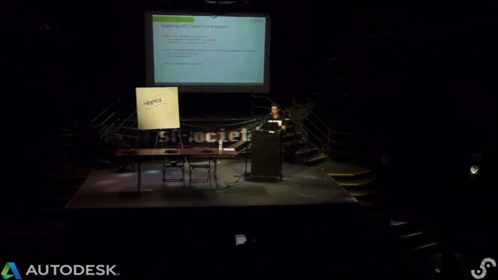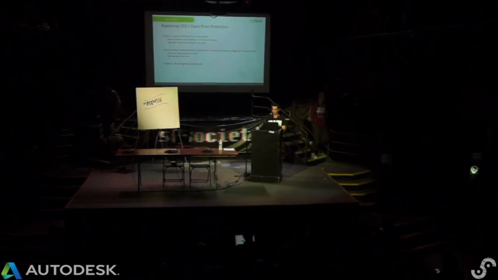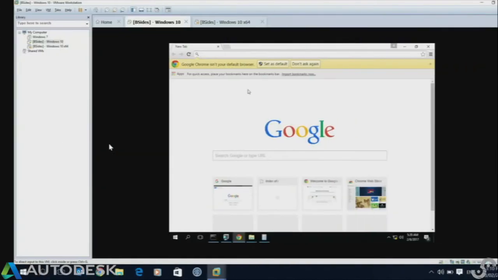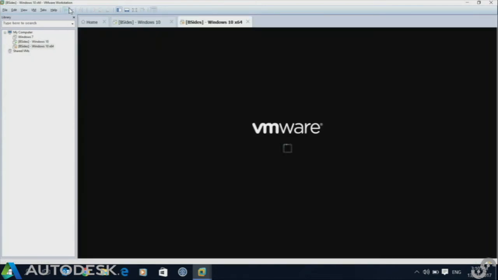We show here some code that actually overcomes this stack pivot problem, and we're going to post this on GitHub within the next few hours, so you can browse it on our repository. This is all we need to inject code into CFG protected processes. So let's see this again live.